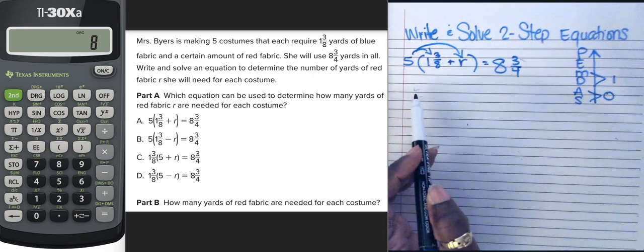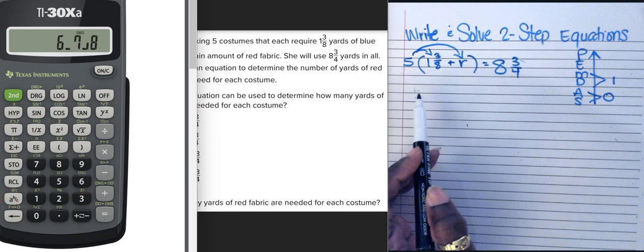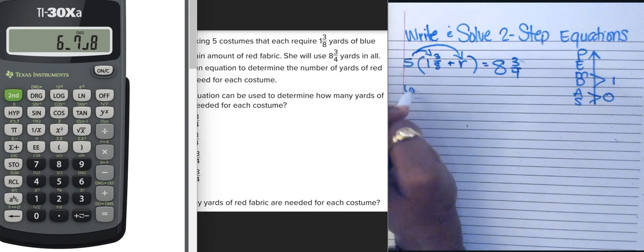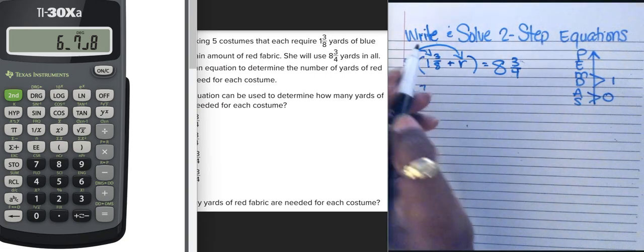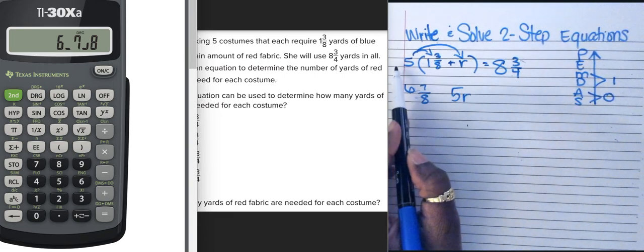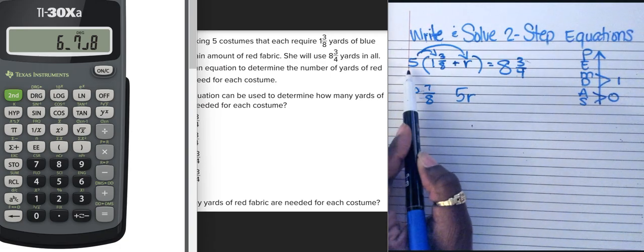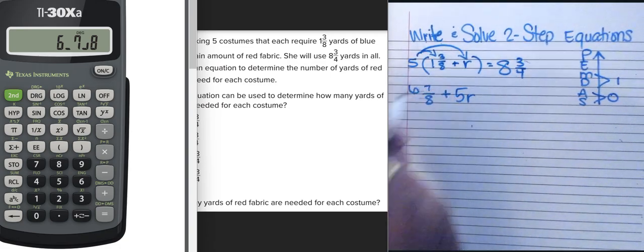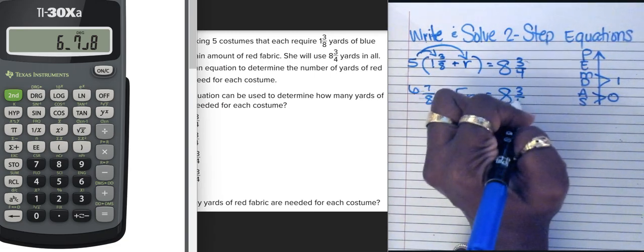So what we have is going to be 5 times 1 3/8. And when we multiply that, we end up with 6 7/8. And then we're going to multiply 5 times R. That gives me 5 R's. I have a positive times a positive, so my first term is going to be a positive. And then I have a positive times a positive, so the second term is also going to be a positive. And then that is all going to be equal to 8 3/4.